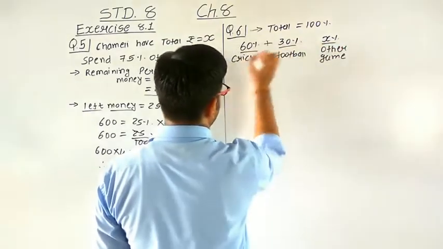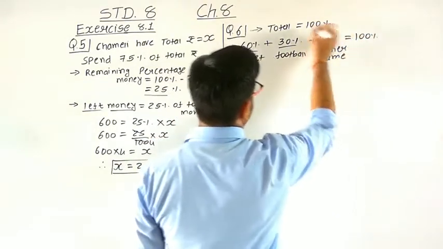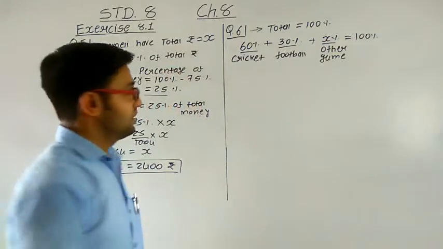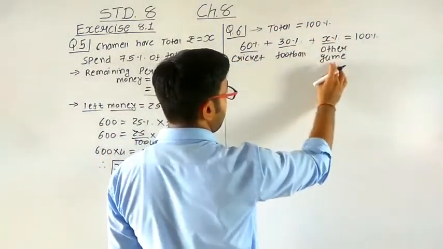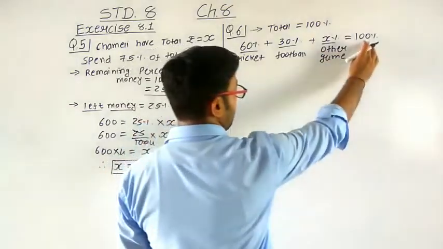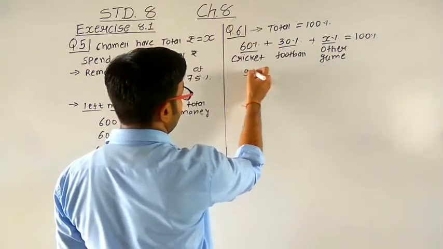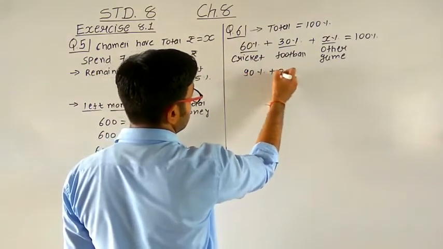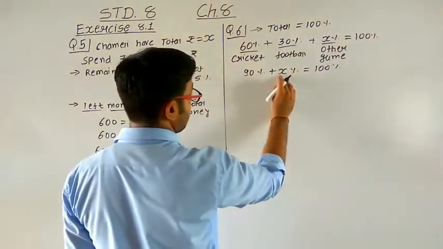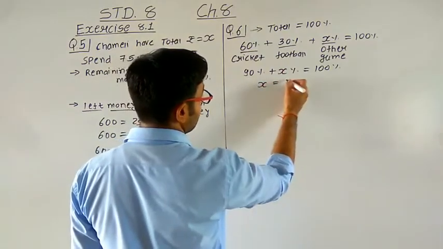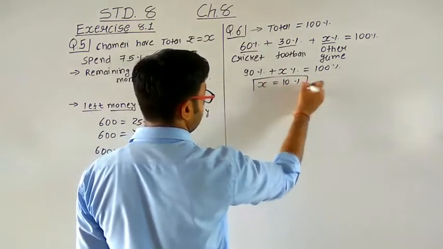So if we add this 60 plus 30 plus this X percentage, the total we get is equal to 100%. It is obvious that 60% like cricket, 30% like football, so the remaining portion will like the other game, and we know that the total is equal to 100%. So 90% plus X percent equals 100%. If we take X as the subject, X is equal to 100 minus 90, that is equal to 10%.